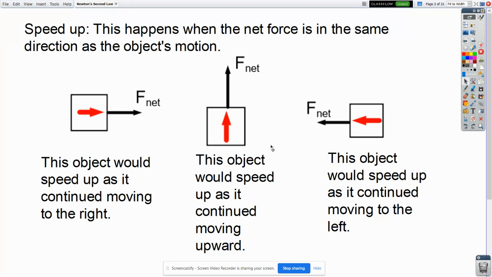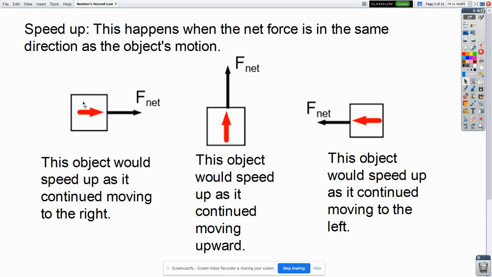Here I have some free body diagrams. The arrows that are inside the box represent the direction that the object is moving. The arrows outside the box represent the direction of the net force. So in every one of these, the net force is in the same direction as the object's motion. And so in every one of these scenarios, the object would speed up.